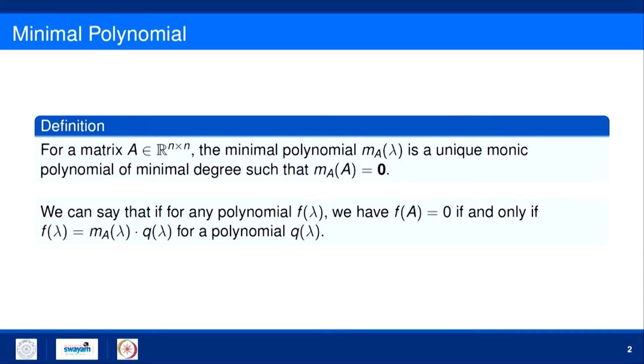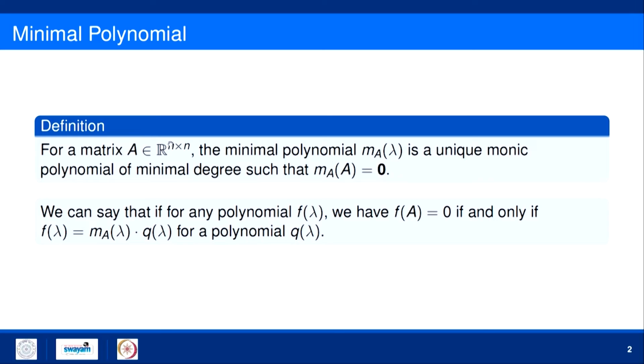So the definition we can state like this. For a matrix A, which is an n by n real matrix, the minimal polynomial, denoted by m_A of lambda, is the unique monic polynomial of minimal degree such that m_A(A) equals the 0 matrix, meaning this polynomial annihilates the matrix A. One such polynomial you know is the characteristic polynomial.